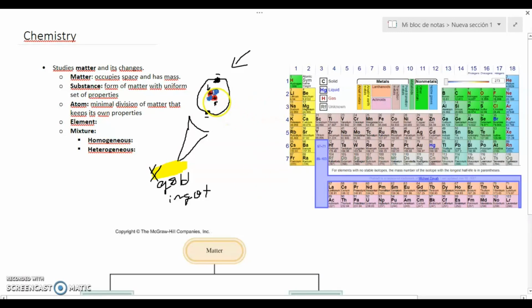And atoms contain, just as I mentioned, protons, which are tiny particles that have a positive charge. Neutrons, which is this blue one right here, which is another type of tiny particle that has a neutral charge. They don't have any charge. And electrons, which are tiny little particles wandering around the protons and neutrons that have a negative charge.